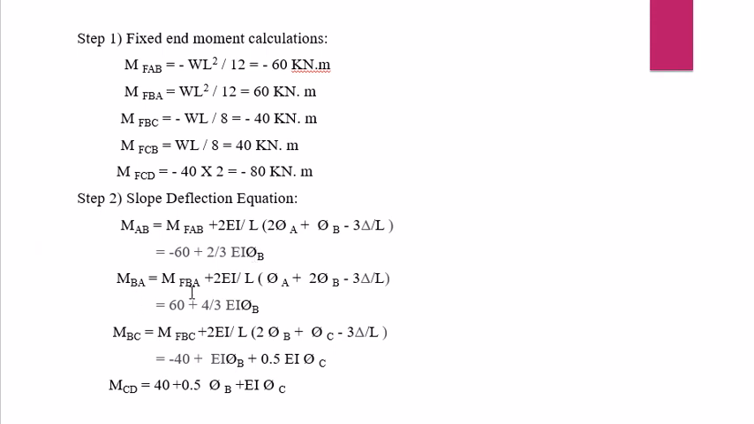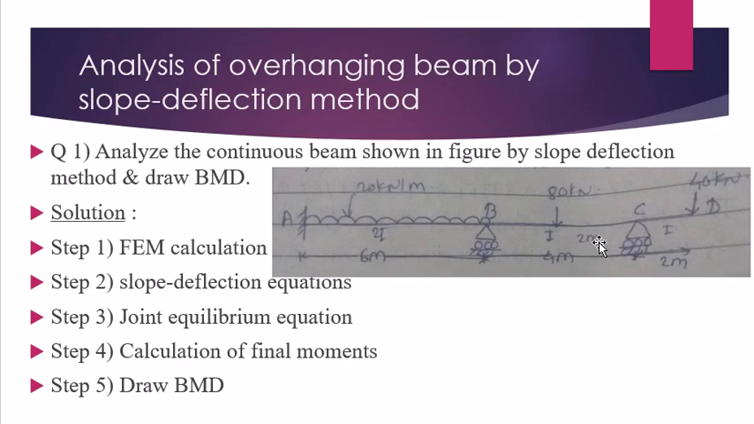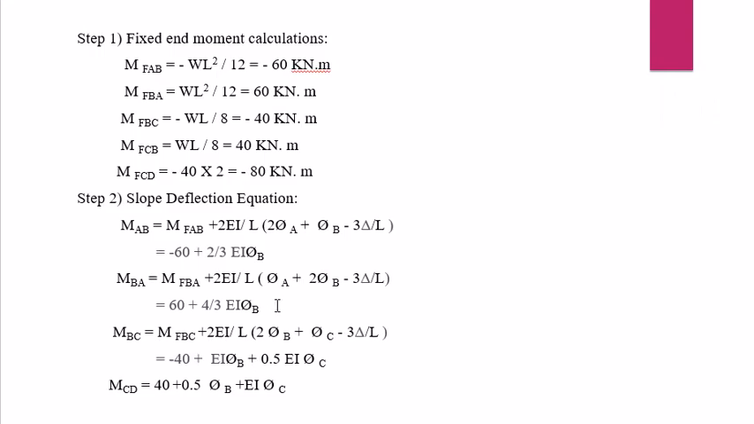Then M of BA is equal to M of FBA plus 2EI by L in bracket theta A plus theta B minus 3 delta by L. Similarly here also, theta A is 0 and delta is 0, and you will get the equation in terms of theta B. Then for the next span BC, there is a central point load, and B support is a continuous support and C support is also a continuous support. So at these two supports, two unknowns will develop, which means two slopes. Put the values accordingly and you will get equation number 3. Similarly for CD, you can calculate.